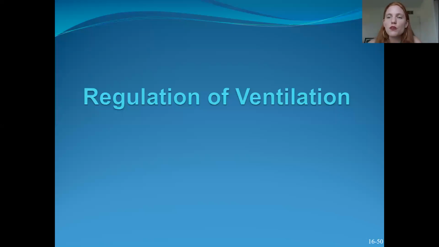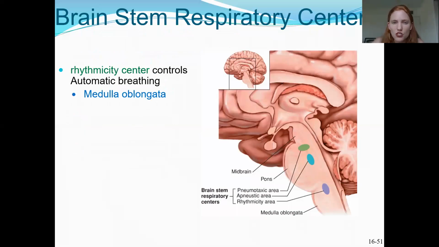Okay, let's talk a little bit about ventilation, then we'll be done. The regulation of the ventilation. So in your brain stem, just to orient yourself, here's the cerebrum. In the middle of the cerebrum is the diencephalon. There's your thalamus, your hypothalamus. Below that, in front of the cerebellum, this region here is called the brain stem, and you have two major structures in the brain stem. The first bump is the pons. The second bump is the medulla oblongata.